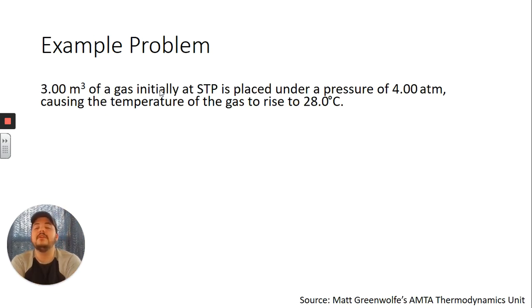We've got a 3 cubic meter ideal gas, initially at standard temperature and pressure, and it is placed then under a pressure of 4 atmospheres, which causes the temperature of the gas to increase to 28 degrees Celsius. So I'll remind you, STP stands for standard temperature and pressure, which is 0 degrees Celsius, pressure of 1 atmosphere.